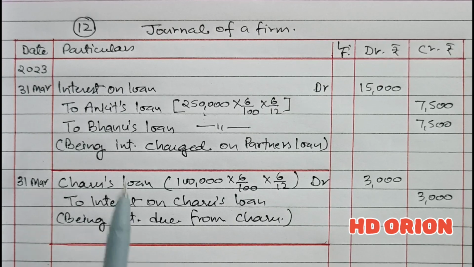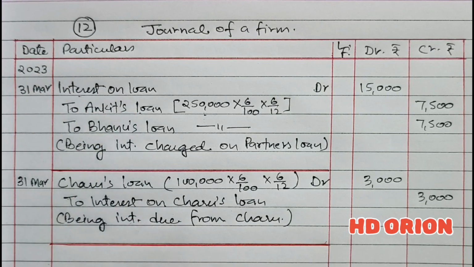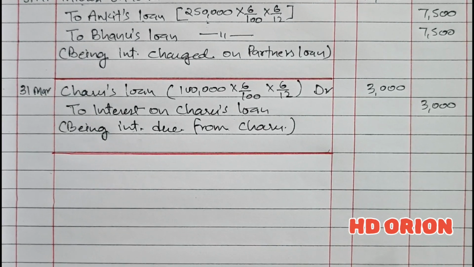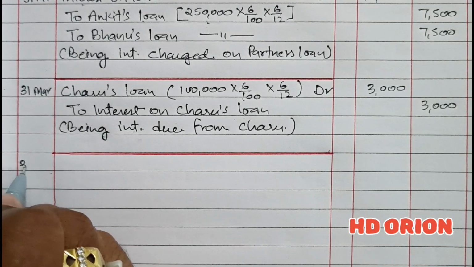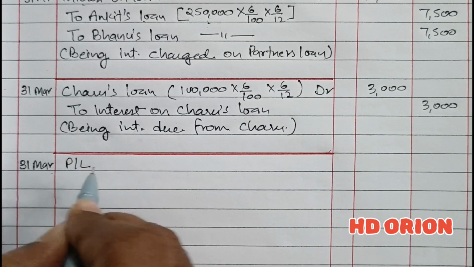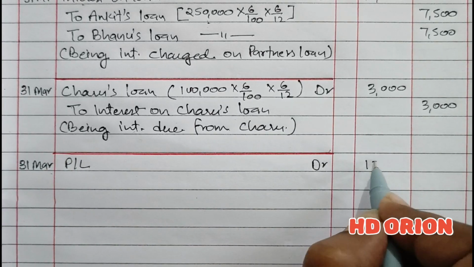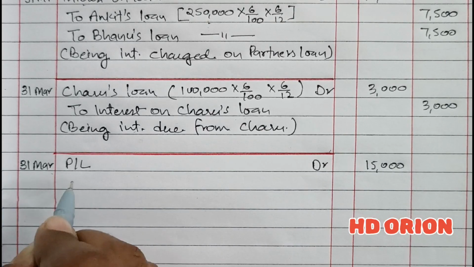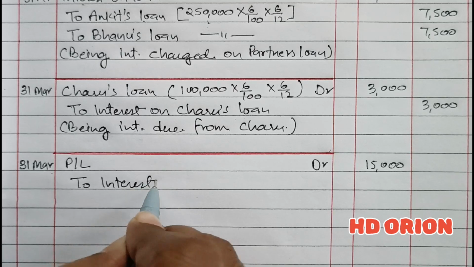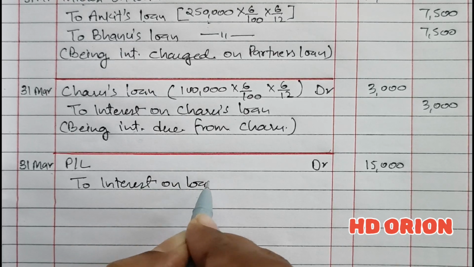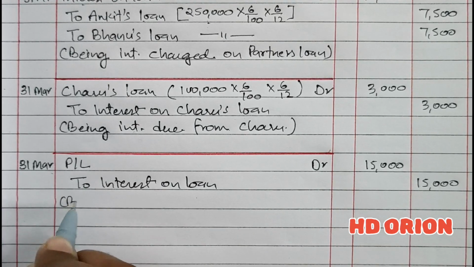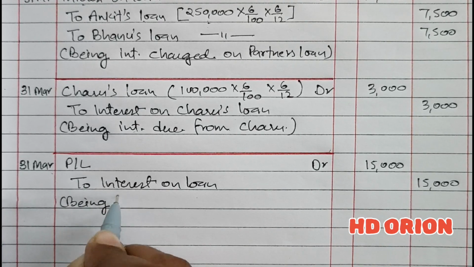Now we will transfer this interest on loan to profit and loss account because it is a charge. Fine. So for this, profit and loss account will be debited on 31st of March. Profit and loss account will be debited 15,000 rupees to interest on loan. 15,000 being interest transferred.